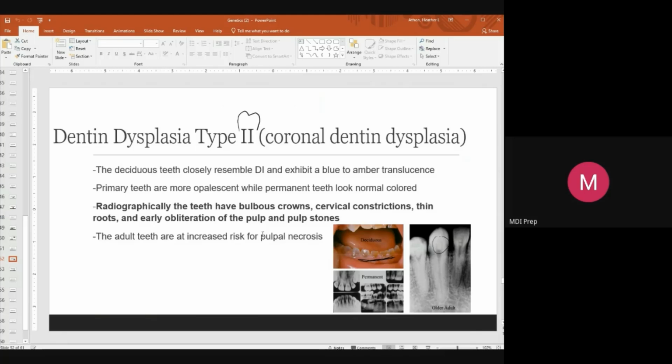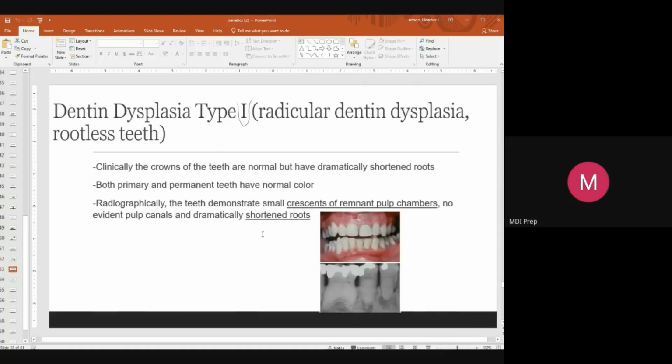And you can see these pulp stones in this X-ray here with the older adult. And then the adult teeth, because of this, they're at an increased risk for pulpal necrosis. Dentin dysplasia type 1, though, this is known as radicular. They also call this rootless teeth. Clinically, the crowns of the teeth will look normal, but the roots are affected. So they have these short, fat roots, and both primary and permanent teeth can have the normal color.